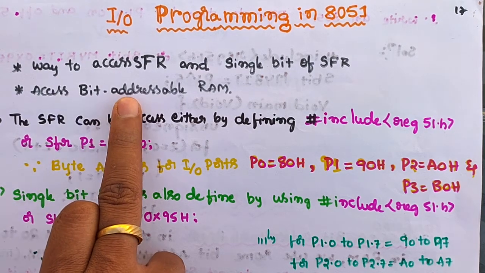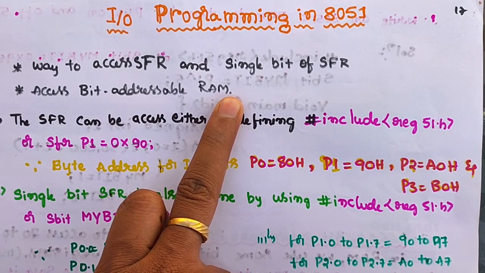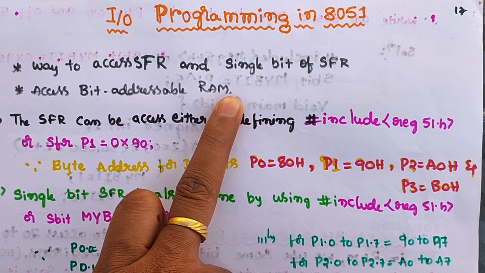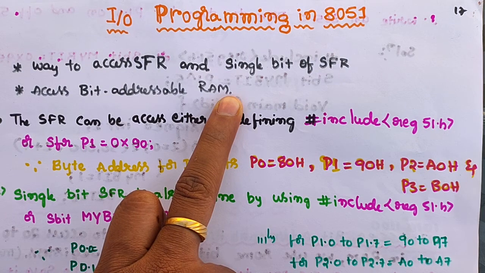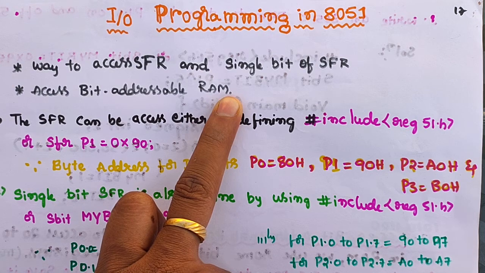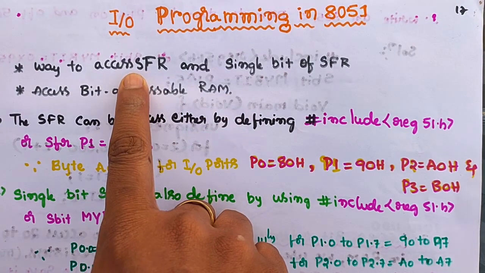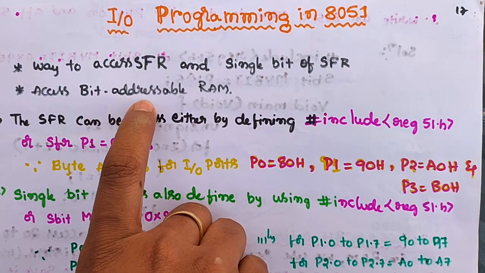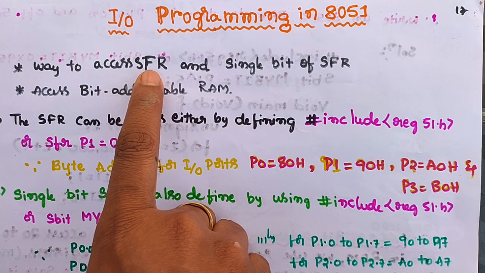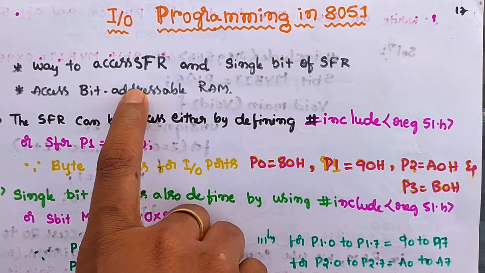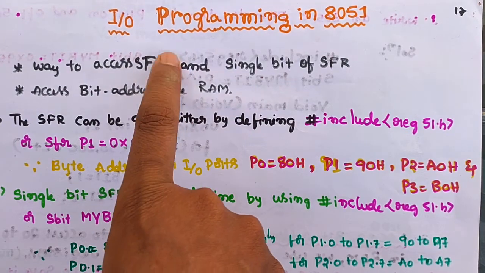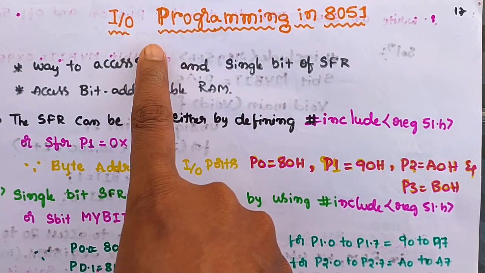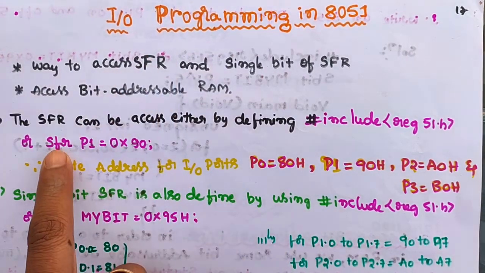understand how to access the bit addressable RAM, because for the special function registers, the upper 128 bytes, the higher order bytes of the RAM, those 128 bytes, by using indirect addressing mode, we can access the bit addressable locations, and by direct addressing mode we can access the special function registers. Therefore these two are very important to program IO devices.